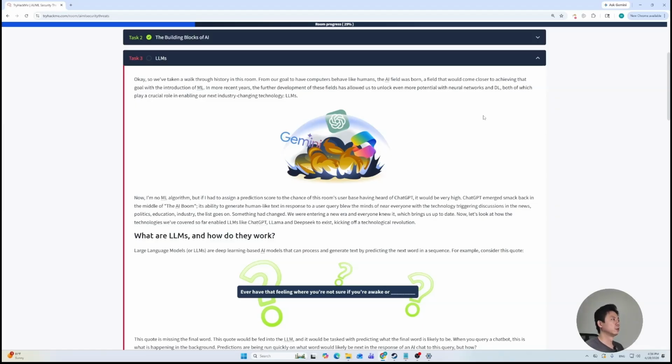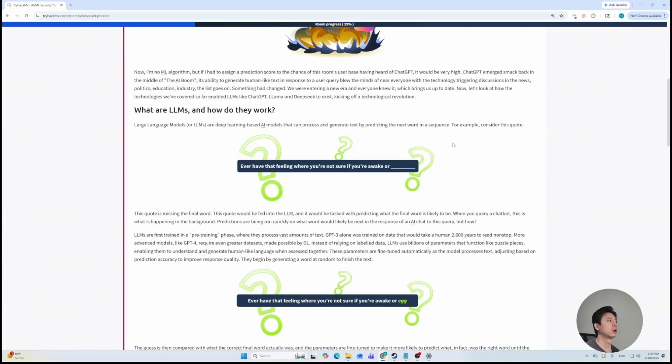LLM. Large language models are deep learning-based AI models that can process and generate text by predicting the next word in the sequence. For example, consider this code. Ever have that feeling where you're not sure if you're awake or... This code is missing the final word. It will be fed into the LLM and it will be tasked with predicting what the final word is likely to be. When you create a chatbot, this is what's happening in the background. Predictions are being run quickly on what would likely be next in response of an AI.